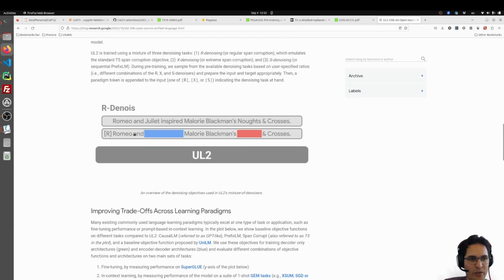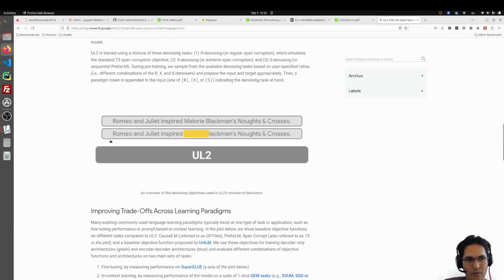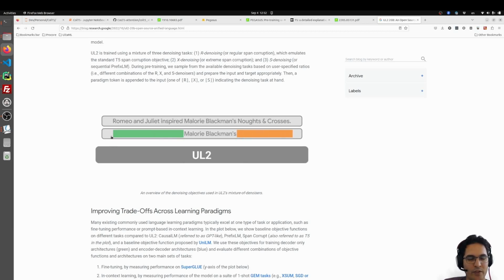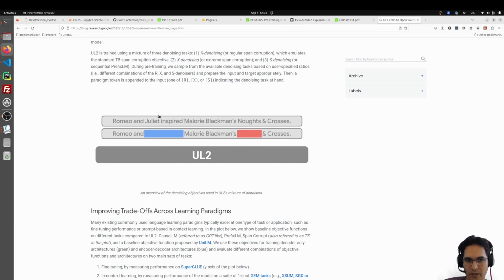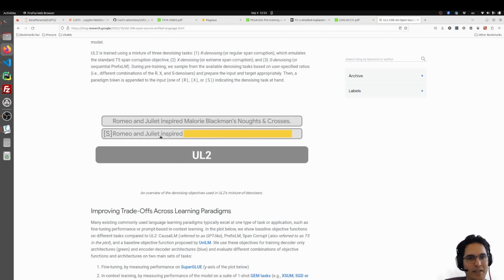So look, let's go down here. Yeah, this animation is good. So this is like R. You see that there is a token R, means that is kind of noise that we have on the text. We have, for example, S-Denoiser, longest span, low corruption. We can have another X-Denoiser. They haven't differentiated between this X. They could do something like X1, X2, but you can have your own paradigm. This is like an idea that works, can be extended.